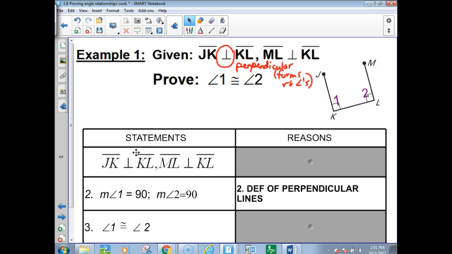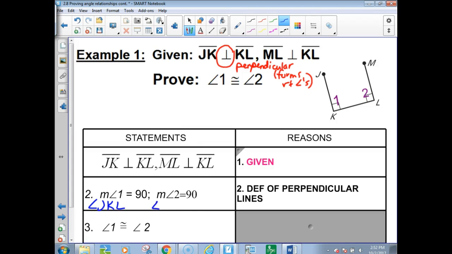So, the statement here is just what was given. So our first thing is given. It says that JK is perpendicular to KL and ML is perpendicular to KL. Therefore, by definition of perpendicular lines, the measure of angle 1 would be 90 and the measure of angle 2 would be 90 in the diagram. Now, I'm not always fond of the 1 and the 2 thing. You do have that on your picture? So what if you didn't have that on your picture? You would have had to write JKL for angle 1. That's the same thing. MLK would have been angle 2. So you need to know how to write it with 3 letters anyway. So let's go ahead and do that.